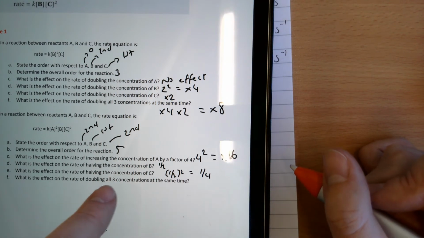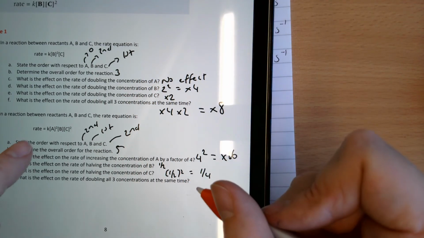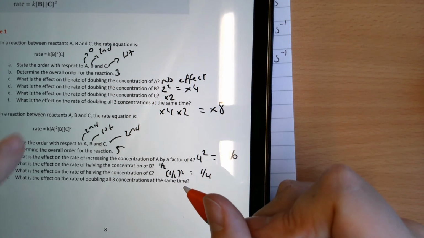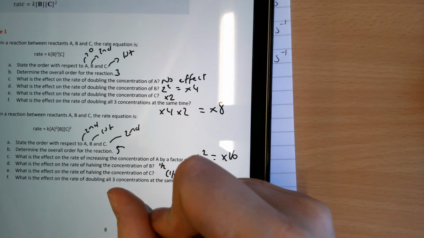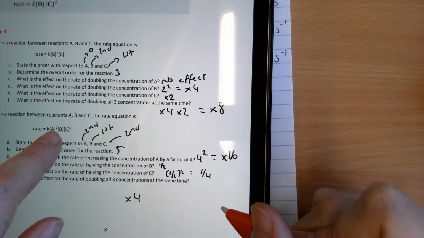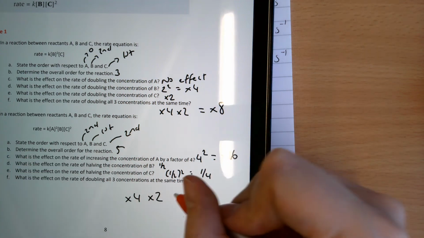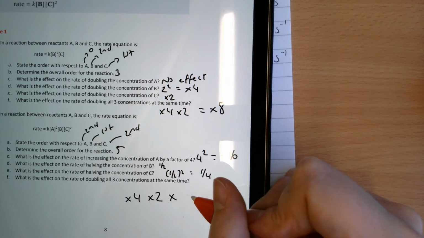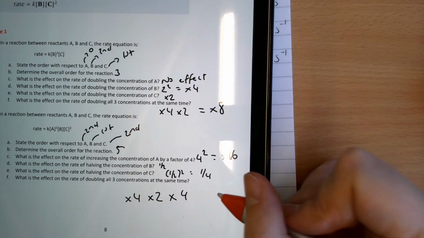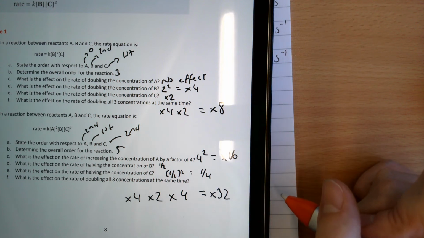What is the effect if I double all three concentrations at the same time? If I double the concentration of A, A is second order, so it's going to increase by a factor of 4. B, we said, is first order, so that means it's going to increase by a factor of 2. And C, we also said, was second order, which means it will also increase by a factor of 4. So I've got 4 times 2 is 8. 8 times 4 is 32. The rate will increase by a factor of 32.